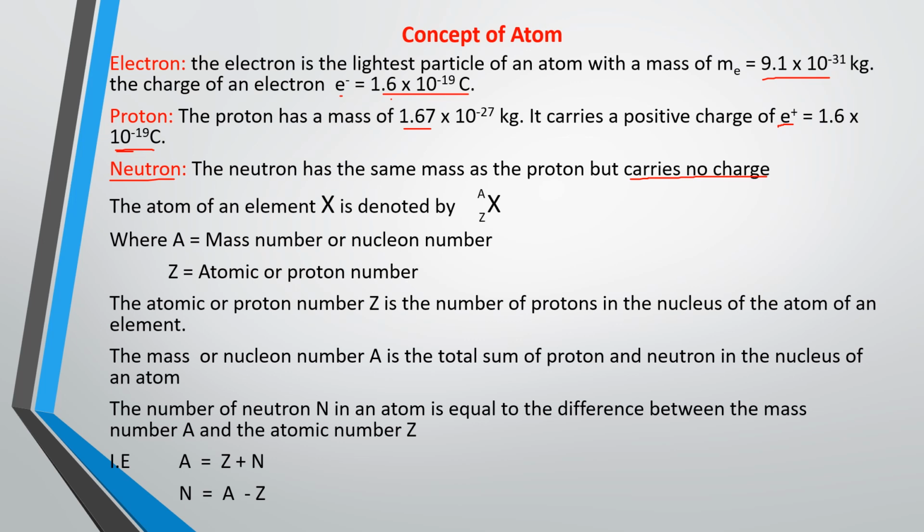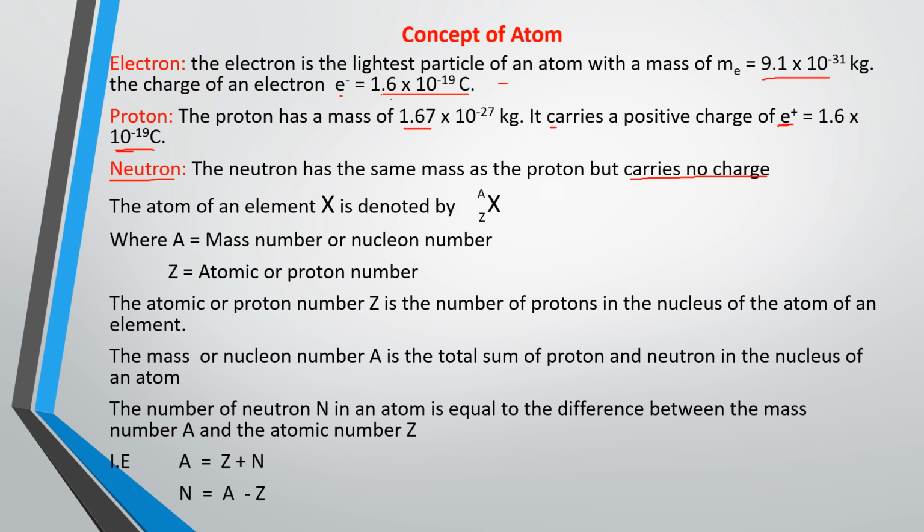It does not carry any charge. That is what we just discussed before. Alright, so the neutron carries no charge. Now, because the proton is positively charged and the electron is negatively charged, and the quantity of charge on the proton and the electron are equal, that makes the atom electrically neutral. Why? Because the negative charge on the electron cancels the positive charge on the proton or on the nucleus.